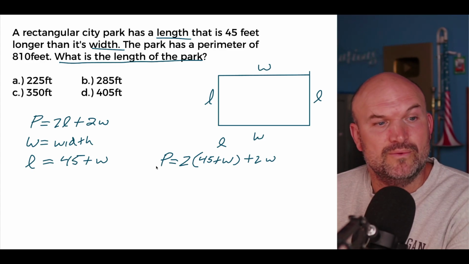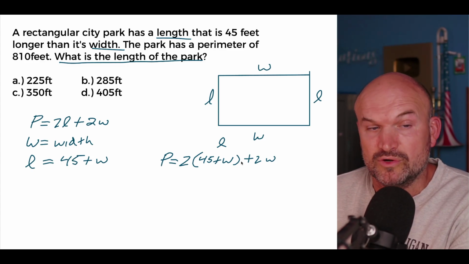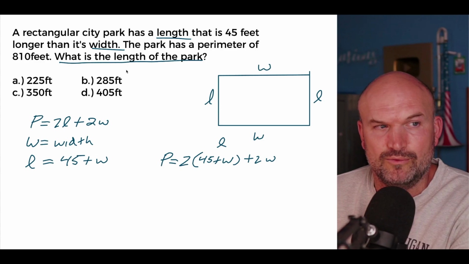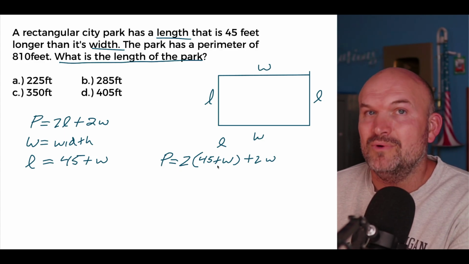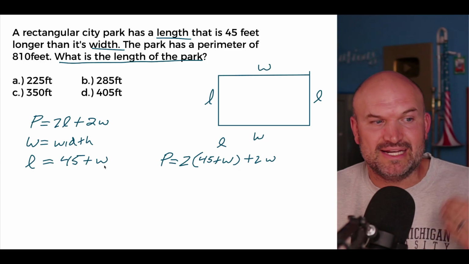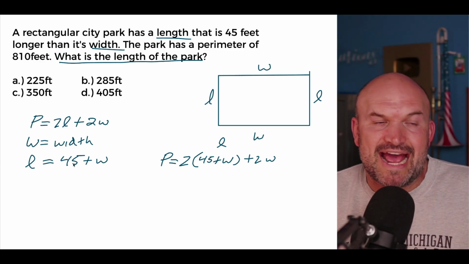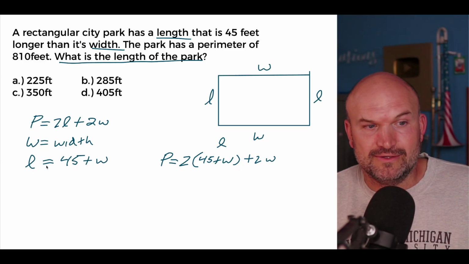Now let's go ahead and solve for W. Now, again, you might be saying, well, Ms. McLogan, we're trying to find the length. Why are we solving for W? Well, once we can identify what W is, we just need to add 45 to it to get the length, right?